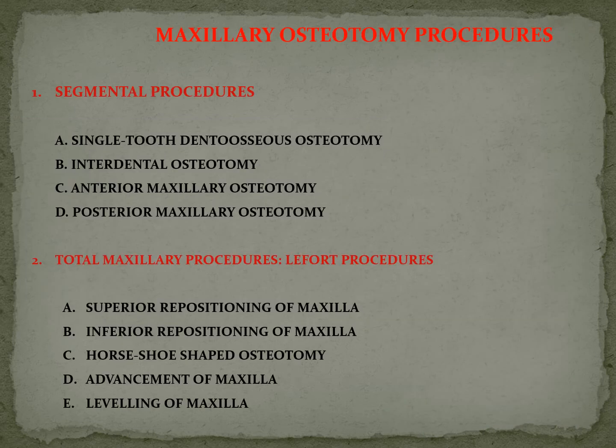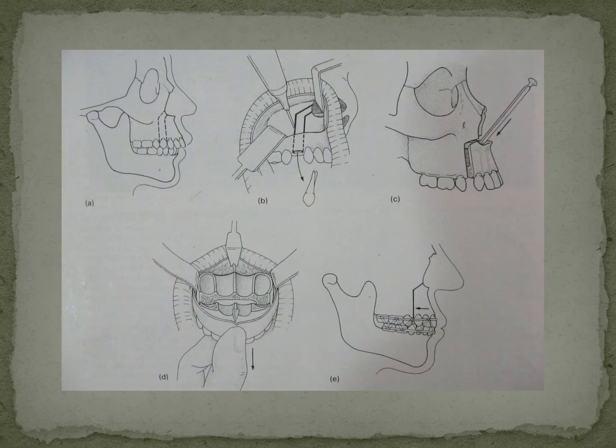Next one is the maxillary osteotomy procedure. What are the various types of osteotomy procedures? Maxillary: segmental, endosseous osteotomy, interdental osteotomy, anterior and posterior maxillary osteotomy. Total maxillary osteotomy is the Le Fort procedures: superior reposition, inferior reposition, horseshoe shape, advancing maxillary and leveling maxillary.